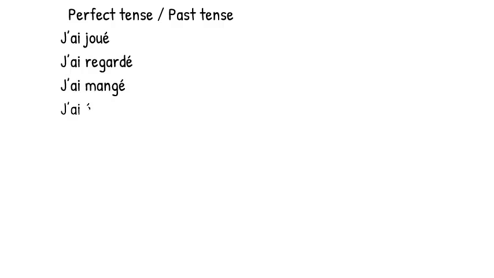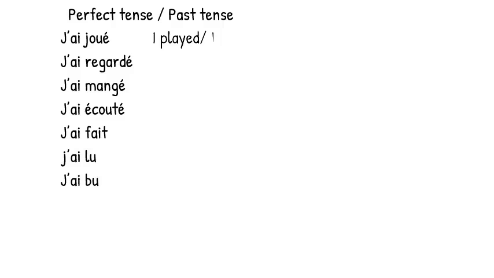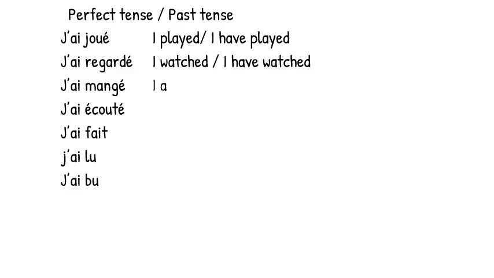Okay, let's have a look at the lists of verbs side by side. No, first of all, let's have a look at the past tense on its own. So we've got j'ai joué, j'ai regardé, j'ai mangé, j'ai écouté, j'ai fait, j'ai lu, and j'ai bu. Can you see that, although it looks similar, it has changed a little bit? So we've got j'ai, and then we've got the done version of the verb: joué, regardé, mangé, écouté, fait with a T, lu, and bu.